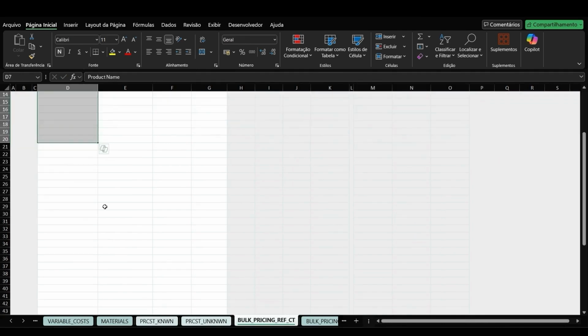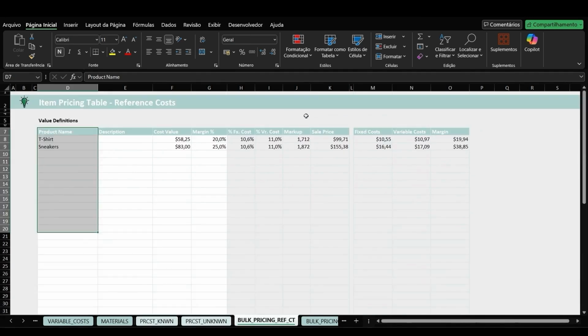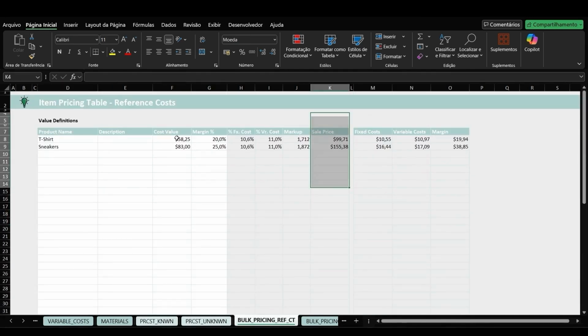You can add up to 50 products, and you can find out the selling price in bulk. If you change any information, if you change any fixed or variable costs, it will automatically adjust. The spreadsheet will already take that into account. So, as I mentioned, this is an extremely robust spreadsheet that will work as a pricing calculator for you.